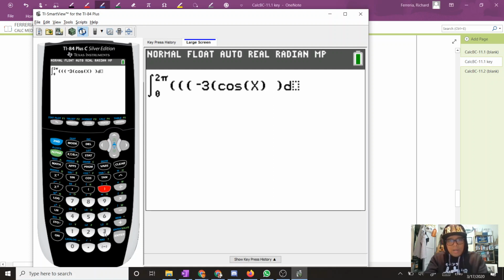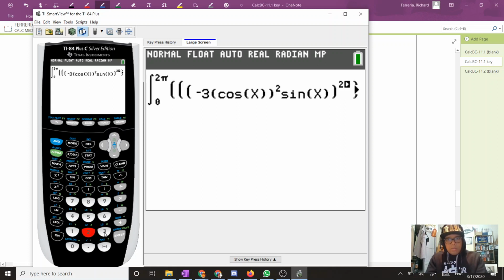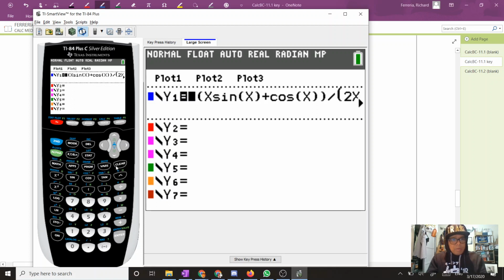I had the caps lock on if you were wondering. Cosine squared x multiplied by sine of x squared. Oh, I don't have nearly enough parentheses here for this, guys. That looks completely wrong. So I'm going to abort right now before this gets any stranger.